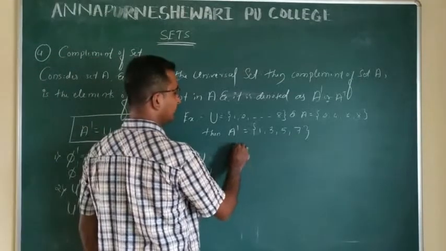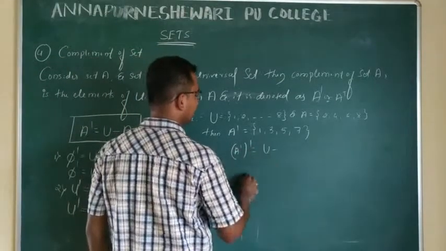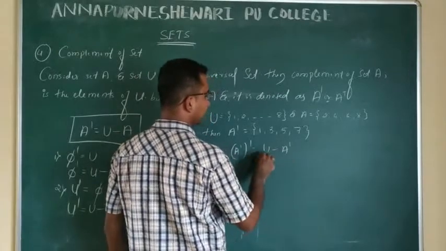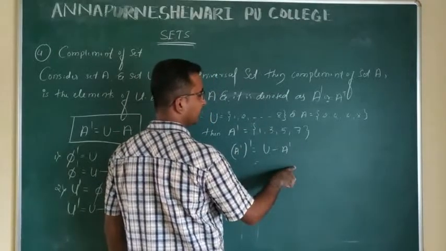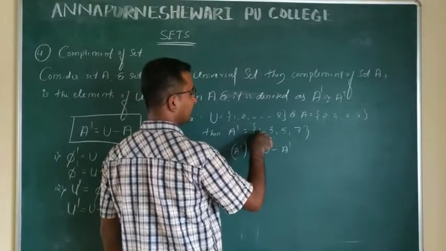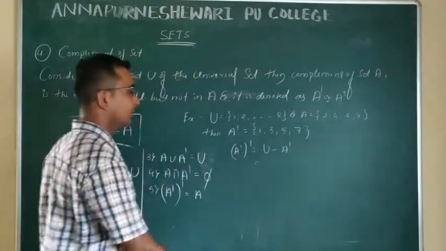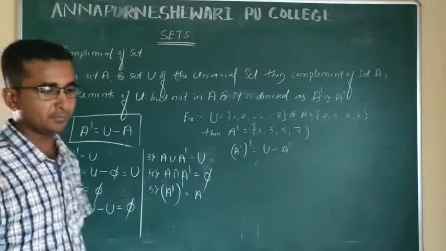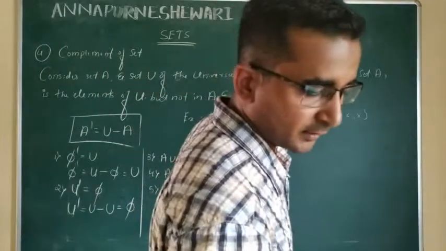A dash of A dash is again U minus A dash. That is U and this is A dash. Again what you get, that is A only. That is U minus A dash. A dash of A dash is nothing but U minus A dash. Okay.